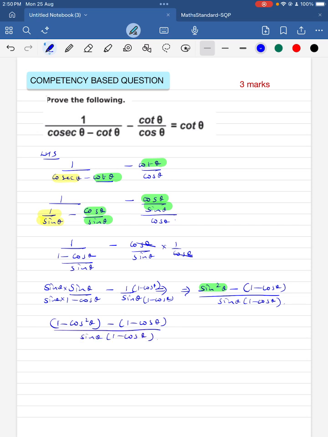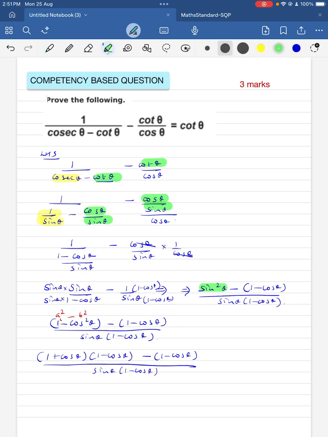Now I can apply the identity a squared minus b squared here. Okay, so which is my a squared term? This is a squared because it's as good as 1 squared. So a squared minus b squared gives me a plus b into a minus b. So I would get 1 plus cos theta times 1 minus cos theta, minus 1 minus cos theta, divided by sin theta times 1 minus cos theta.